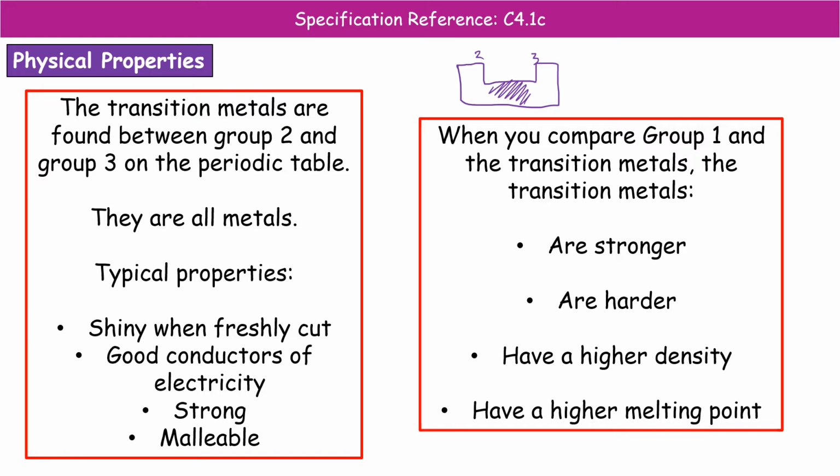Because we've had to look at one other group that contains metals, group 1, the alkali metals, we need to be able to compare group 1 and our transition metals. So in terms of what we see, the transition metals are stronger than group 1, they're harder than group 1, they have a higher density and a higher melting point. So I'd make sure that you can name at least 2 of those properties. Great if you can learn all 4, if not, hit a minimum of 2, because then you've got 2 points you can use as a comparison.